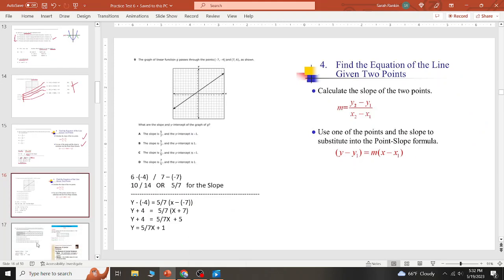Okay, the graph of the linear function passes through the 2 points. So it's essentially the same question, except they've given it to us in a graph rather than a table. So we calculated the slope. Once we had the slope, we put it in our point-slope. We have the slope and 1 point. We put it into our equation and solved it.